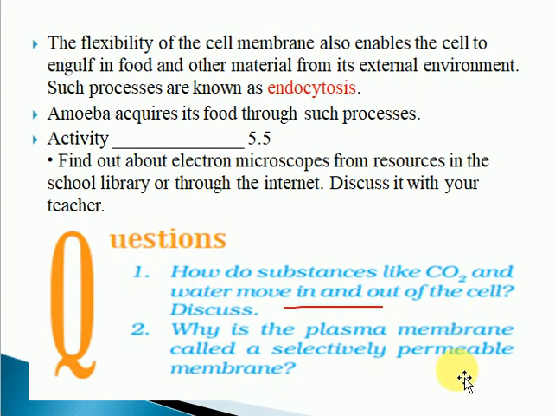Okay, why is plasma membrane called selectively permeable? The answer is very simple, because it does not allow everything to pass across it. It allows only selected particles to move across it. Therefore, it is called a selectively permeable membrane.